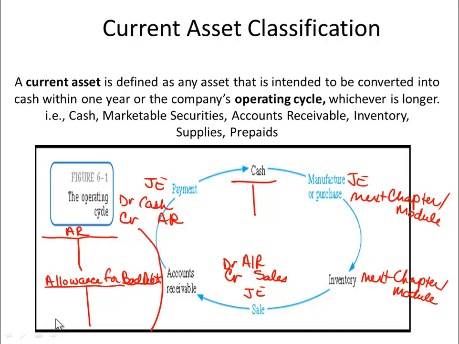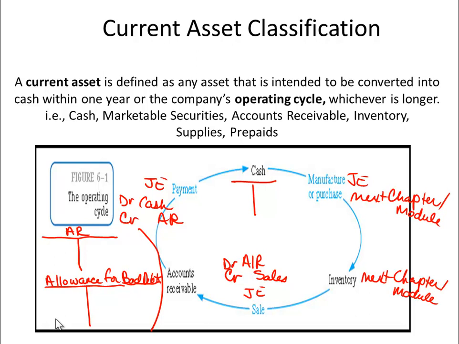You'll remember that when we talk about the operating cycle, that's also known as cash to cash, and you start out with cash and you manufacture or purchase inventory, and we'll talk about those entries and tracking inventory in the next module or chapter. Then we make a sale. So we're going to talk today about sales, debiting accounts receivable, crediting sales, and how you figure out how much that journal entry should be for.